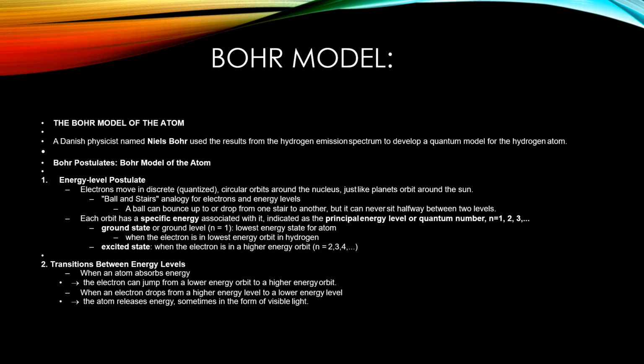So each of the orbits had to have a specific amount of energy that was associated with it, that was indicated as the principal energy level or quantum number for that particular electron. And we can define that principal quantum level or energy level as being a number 1, 2, or 3. You can relate that to the rows on your periodic table.